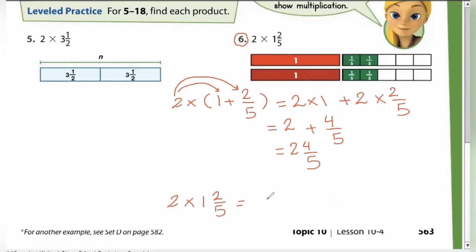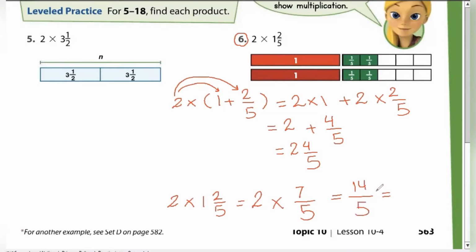Keep 2 as it is. I will write 2 times, multiply, add. Keep 5 as it is. When we convert any fraction, we keep the denominator as it is. 1 times 5 equals 5, and 2 more equals 7. Now, start to multiply. 2 times 7 equals 14 out of the same denominator, 5.